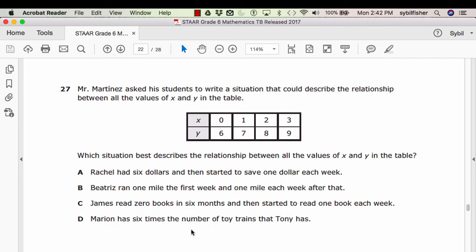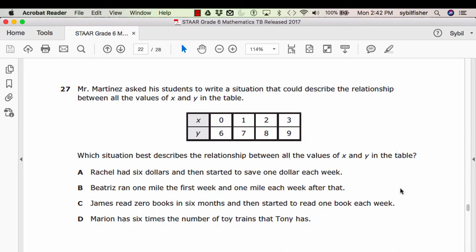Mr. Martinez asked his students to write a situation that could describe the relationship between all the values of x and y in the table. X: 0, 1, 2, 3. y: 6, 7, 8, 9. Which situation best describes the relationship between all of the values of x and y in the table?